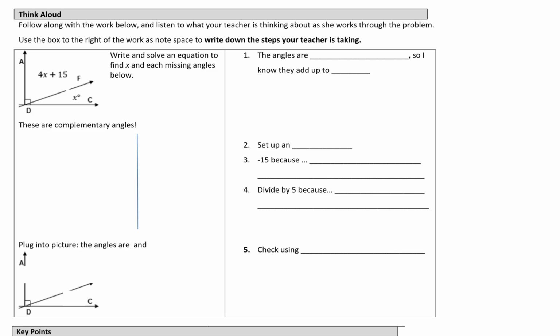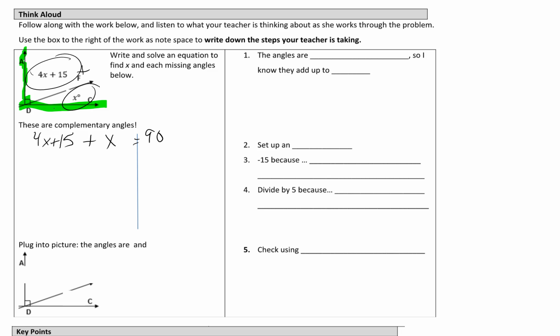So if I look at this picture, the first thing I see right away is that this big angle is a right angle, which means the two ones that I have are complementary. I know that complementary angles equal 90 degrees when you add them together, so I'm going to set up my equation as 4x plus 15 plus x. That's the first angle plus the second angle should equal 90.